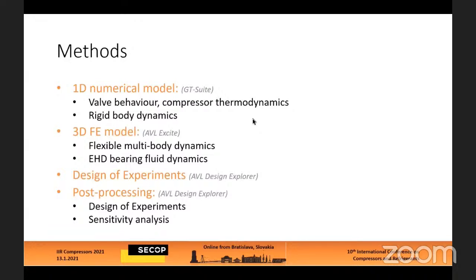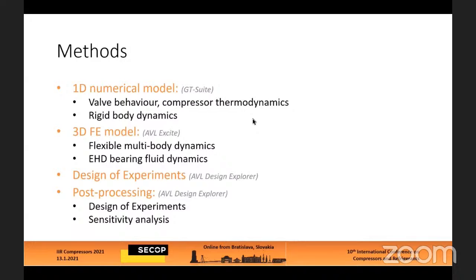We use a combination of numerical models in this work, starting with a 1D numerical model in GT Suite, which has all the valve behavior, the compressor thermodynamics and the rigid body dynamics. This is a very fast solving model, which allows us to run a lot of simulations, but it's not as precise as the others.